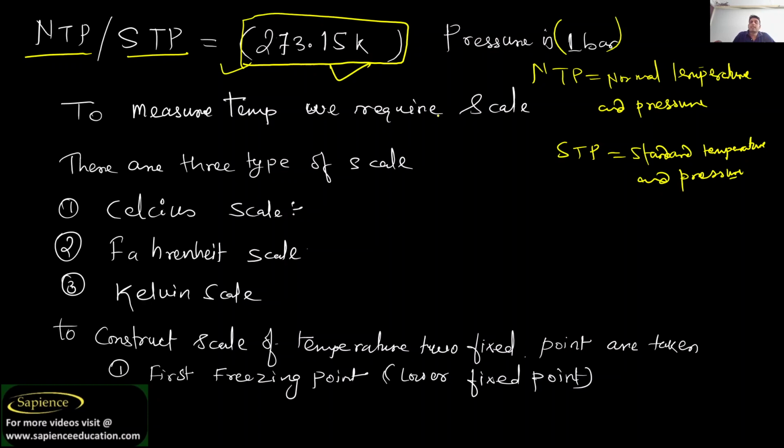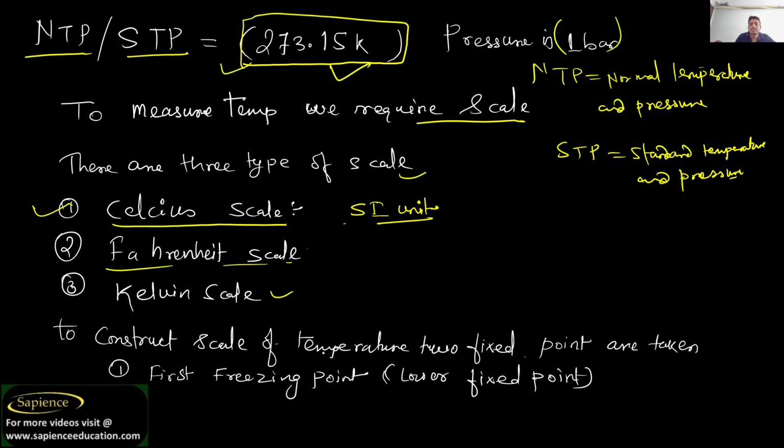To measure the temperature we require a scale. As you know, temperature is a parameter, so we need to define how to measure it. There are three types of scale. One is the Celsius scale, which is also the SI unit of temperature measurement. Another is the Fahrenheit scale, and the third one is the Kelvin scale.